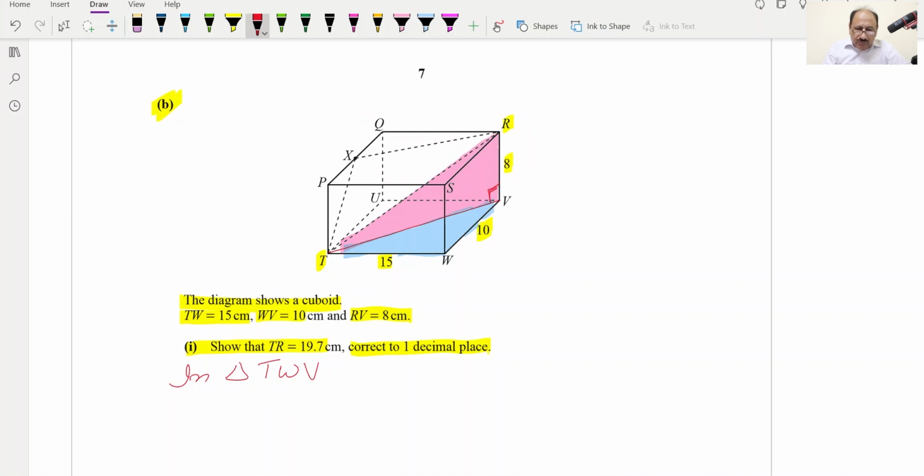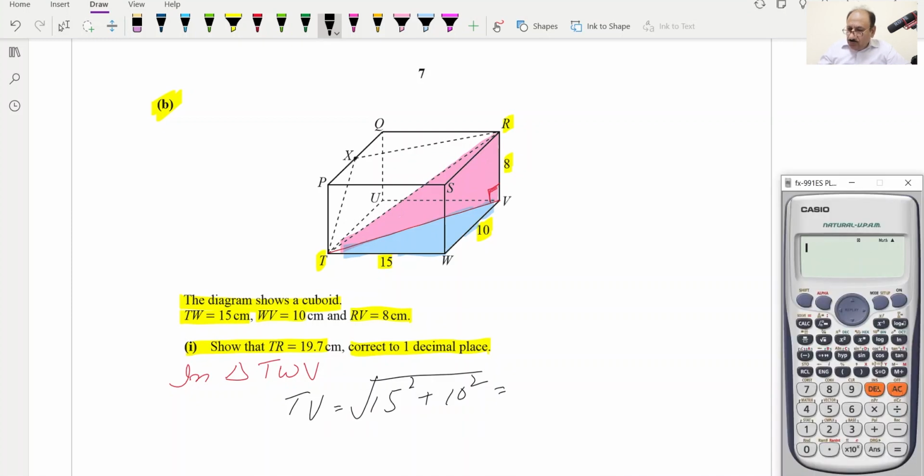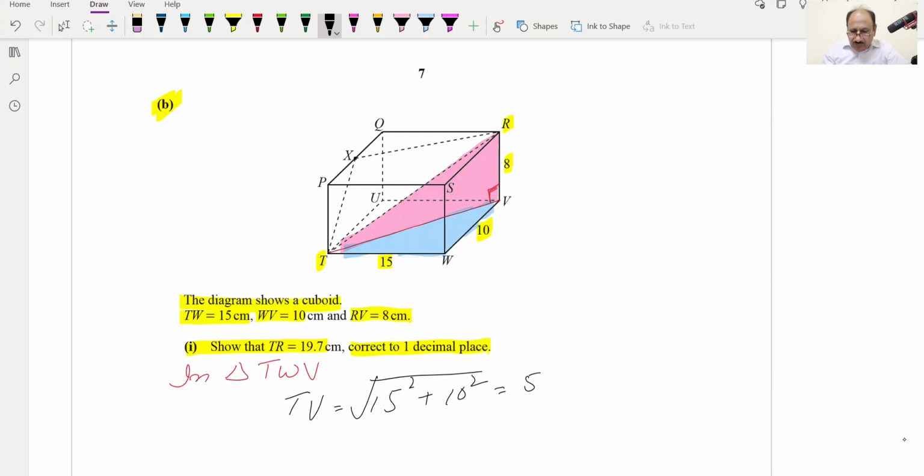we can write here in triangle TWV, TV will be equal to, because this triangle is having two sides, by Pythagoras theorem we can find, so TV is equal to square root of 15 squared plus 10 squared, and this is equal to 5 root 13. So 5 root 13 is which value? 5 root 13 is TV value.